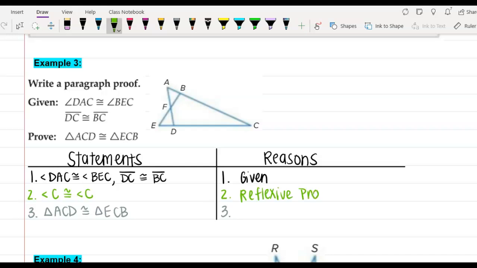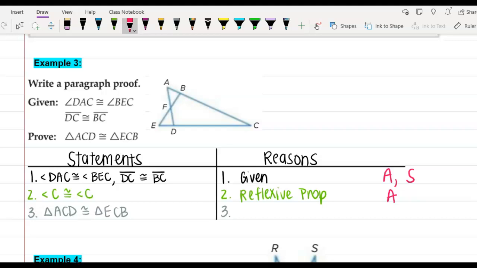So from the first one, we have DAC is congruent to BEC. That's an angle. We also have a side. And then in number 2, we also have an angle. So without even looking at the figure, we already know we have 2 angles and a side. But now in our pocket, like I was saying on the last one, we have angle, angle, side, and angle, side, angle. We're not sure which one to use because it depends on where that one side is in relation to the angles that we know are congruent.